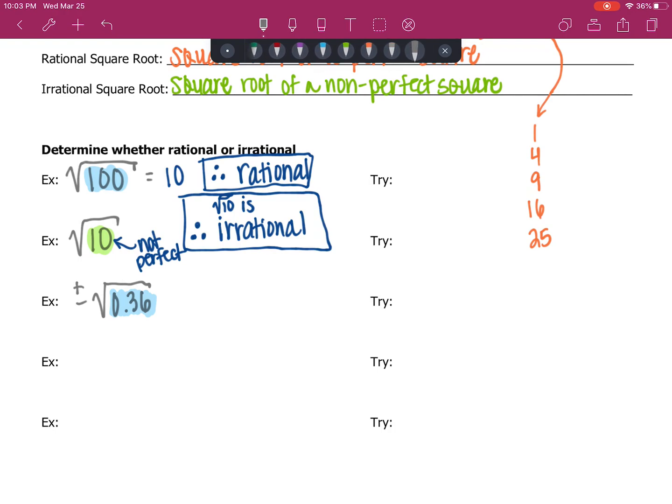Well, sure. You're going to get a plus or minus, but 0.6 times itself is 0.36. Therefore, the square root of 0.36 is rational.